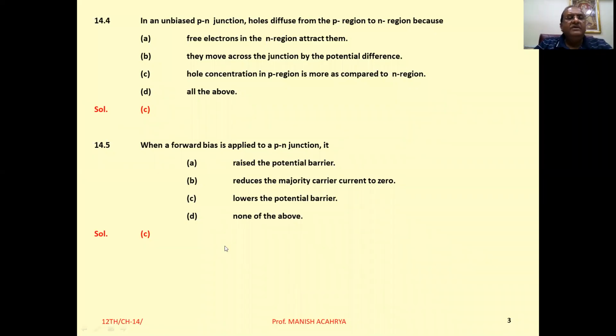Now next 14.5. When a forward bias is applied to PN junction, it A. Raises the potential barrier, B. Reduces the majority carrier current to zero, C. Lowers the potential barrier, D. None of the above. So option C, that is the correct one, lowers the potential barrier. And in theory, we already studied this thing. Clear?